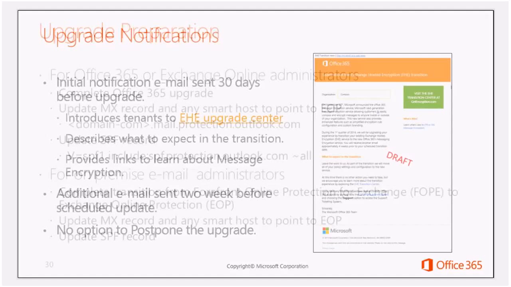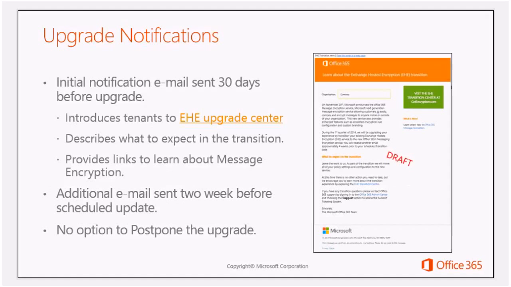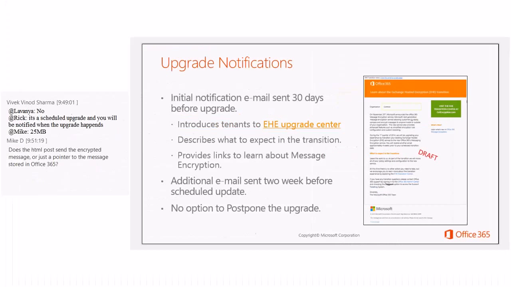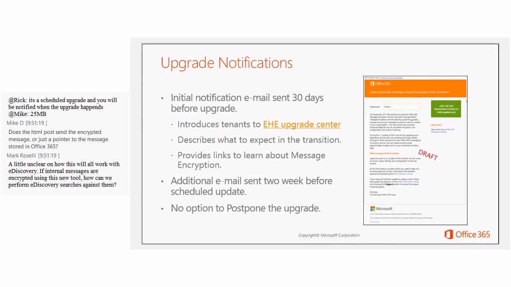And again, this next screen just gives you an example of what the notification looks like. Like I said before, you get the initial notification about 30 days before the upgrade, and the whole purpose of the notification is to introduce you to the Upgrade Center. And the Upgrade Center is a really good source for information on what to expect during the transition. It provides links to learn more about message encryption. And then you will get an additional email about 2 weeks before the scheduled update, just to say, hey, it's coming.